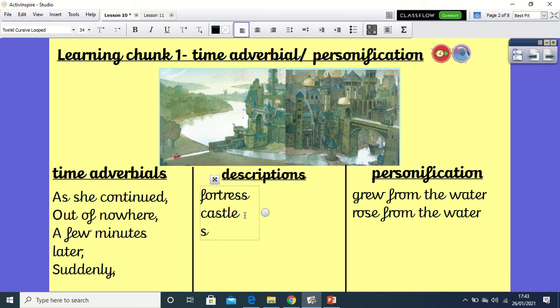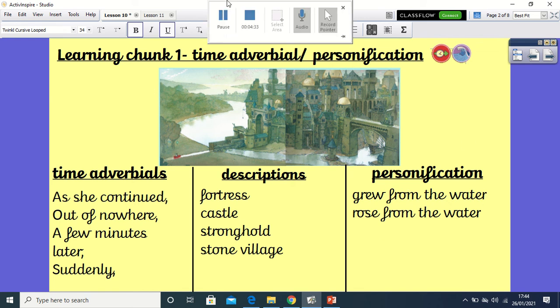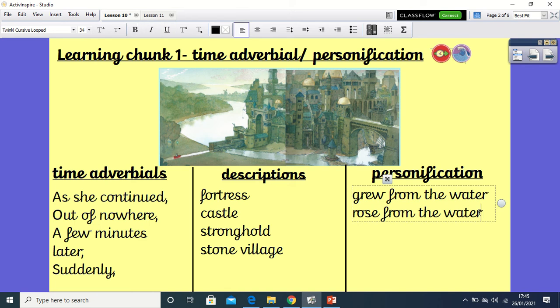You might describe it as being a stronghold. You might suggest that it is a stone village. Maybe stone village. And then our personification. So we've got that it grew from the water, it rose from the water. So we've got to think about what else we could include there. We might have ascended from the water. We might have it stretched or sprang up.